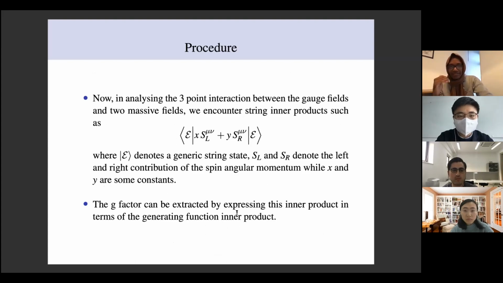Now in analyzing the 3-point interaction between the gauge fields and, say, two massive fields, which is needed for reading off the gyromagnetic coupling, one encounters a string product such as this, where the curly E denotes a generic string state, S_L and S_R are the left and right contributions to spin angular momentum, and X, Y are some constants. The g factor can be extracted by expressing this inner product in terms of the generating function inner product using, say, the Wigner-Eckart theorem.